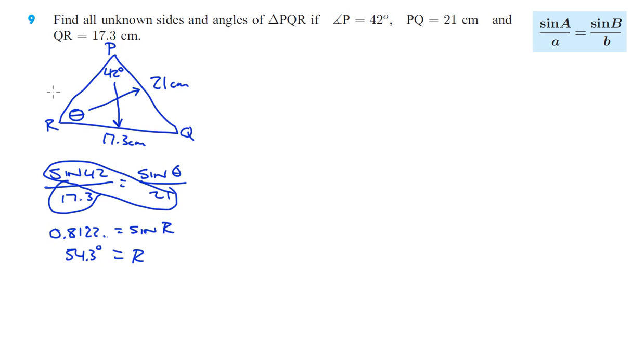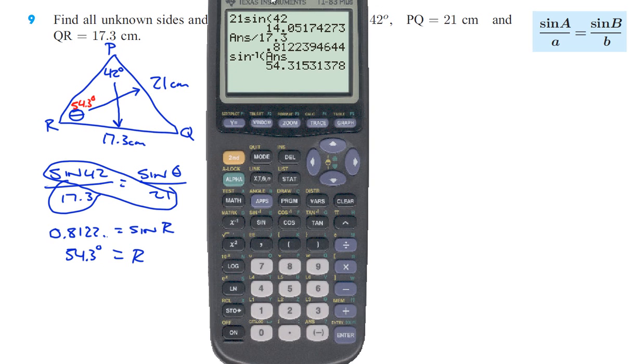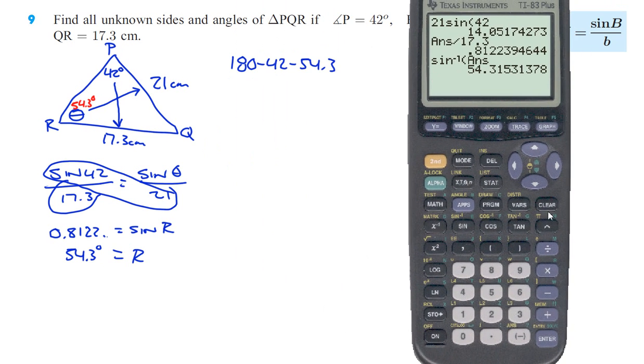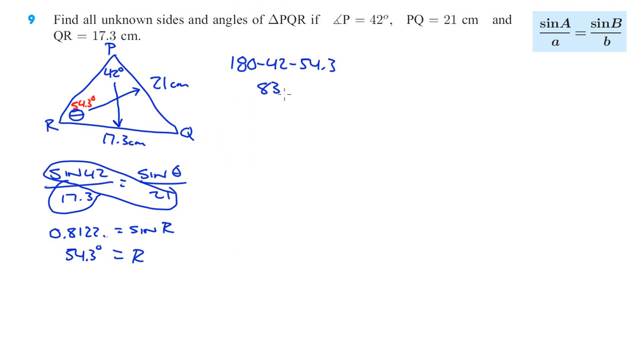Let me put the new stuff in red: 54.3 degrees here. Now we have these two angles, so we can find angle Q by doing 180 minus the other two angles, right? So 180 minus 42 minus 54.3 will tell us what that other angle is. Let's do that. 180 minus 42 minus 54.3 gives us 83.7 degrees here.